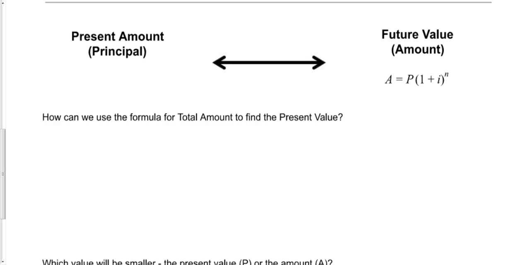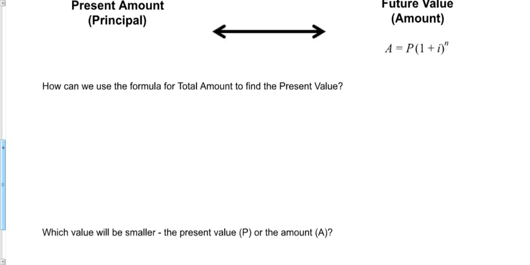So we can actually use the future amount formula and rearrange it to figure out an equation for the present value that we would need to invest in order to get a certain amount down the road. Our future value formula is the future amount A is equal to the present value P times (1 plus i) to the exponent n. So what I need to do is isolate P. I want to get P, the present value, all by itself.